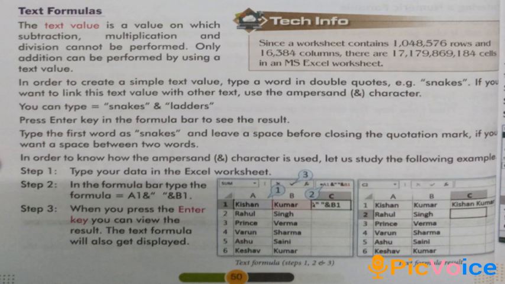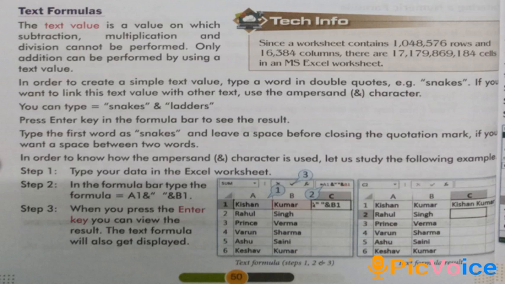If we want a space between the words, then first we have to type the word snakes within double quotation marks and leave a space before closing the quotation mark. Then we type the other words.